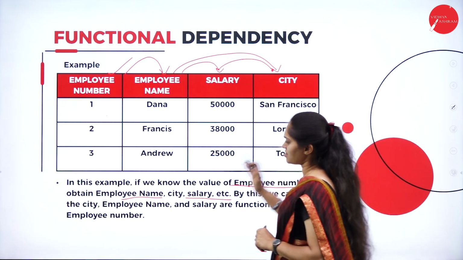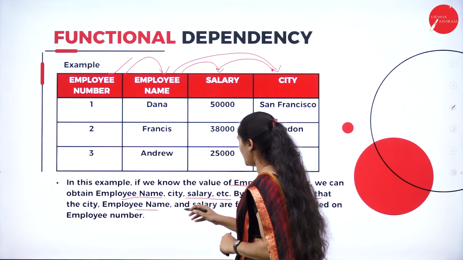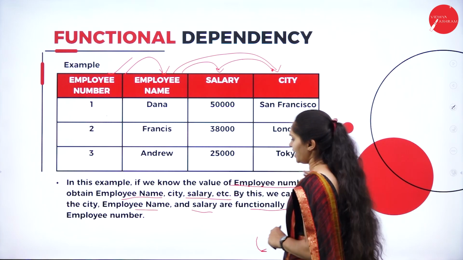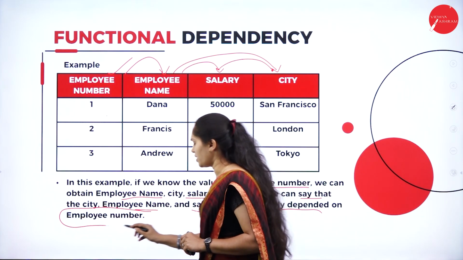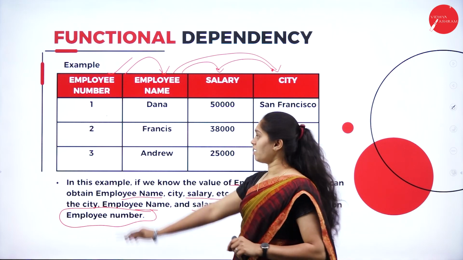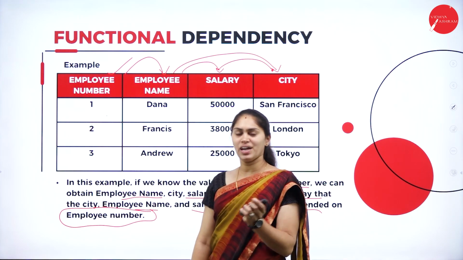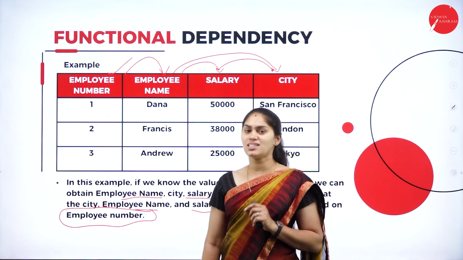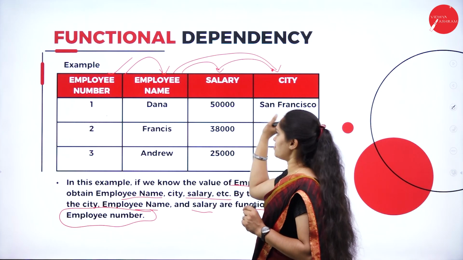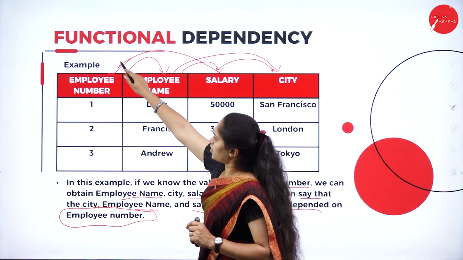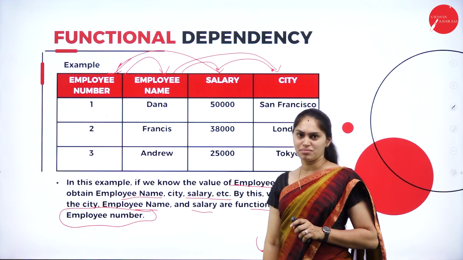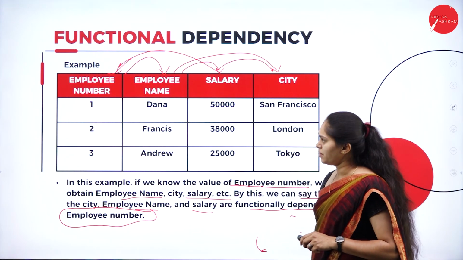So if we have the employee number, we can obtain employee name, city and salary. By this we can say that the city, employee name and salary are functionally dependent on the employee number. If I don't have an employee number, then I can't find out the name of an employee and their salary as well as the city. So all these columns are functionally dependent on this employee number. This is what functional dependencies are.